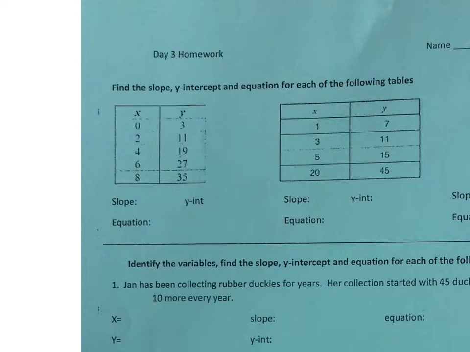So for day 3 homework, we're looking for slope, y-intercept, and equation. For slope, we look for our rise over our run. So we look at the change between these two, which is a positive 8. And then the change between these, which is a positive 2. I always double check that it's a consistent rate of change, and I notice here that it's 8 and 2 again. So our slope is 8 over 2, which is the same thing as 4.